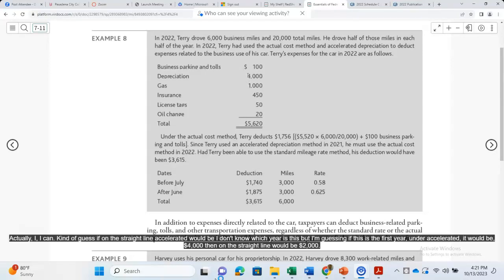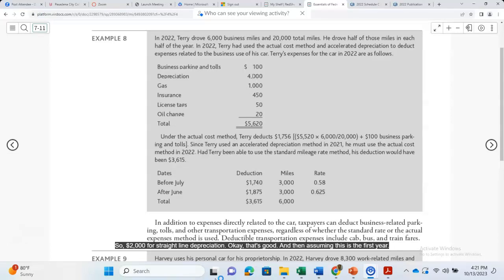Actually, I can kind of guess. I don't know which year this is, but I'm guessing if this is the first year, under accelerated it would be $4,000. Then under straight line it would be $2,000. So $2,000 for straight line depreciation. Okay, that's good. And then, assuming this is the first year, $2,000 straight line depreciation, and then plus 3,615.